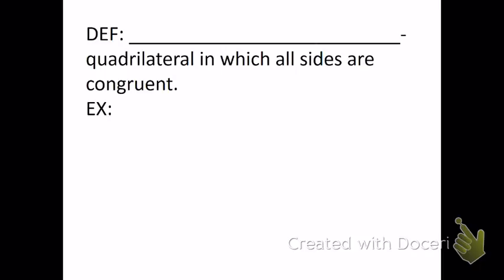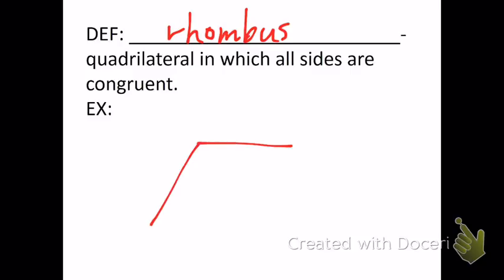Next term. What's a quadrilateral in which all sides are congruent? Good, rhombus. Some of you remembered. It's a rhombus. So a picture of a rhombus might look like that. Is a square a rhombus? Yes, it meets the definition. All sides are congruent. A square is a rhombus. Is a rhombus a square? Always? No. Is a rectangle a square? Always? No. Okay.